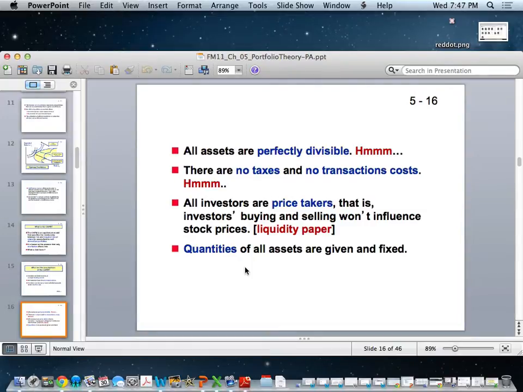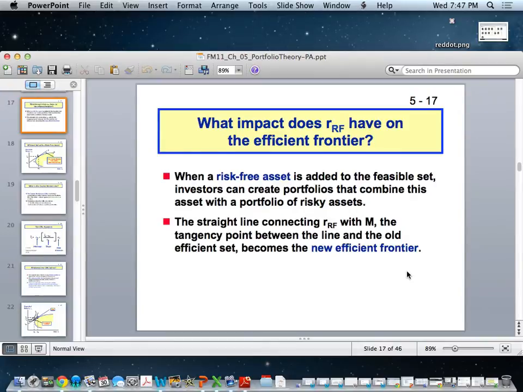I remember a Microsoft executive in 2007 saying that the bandwidth required for delivery of video over the internet is just not there. TV and video cannot be delivered over the internet. Clearly said that in 2000. Now you get high definition on your phone. Quantities of all assets are given and fixed. Okay, sure. So anyway, that's the liquidity paper that's going to happen.